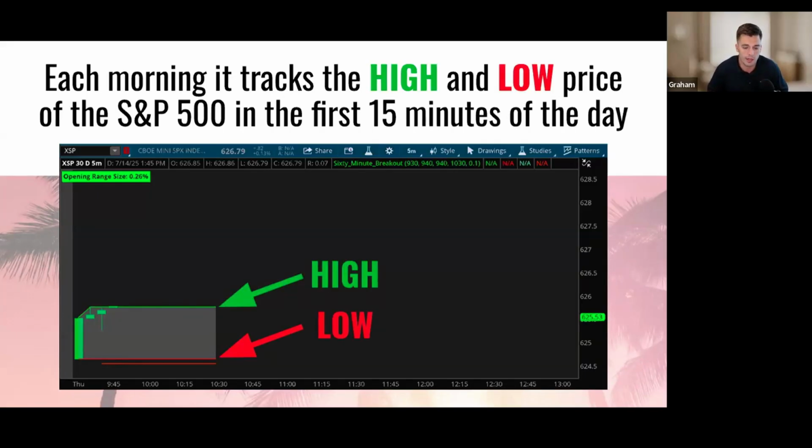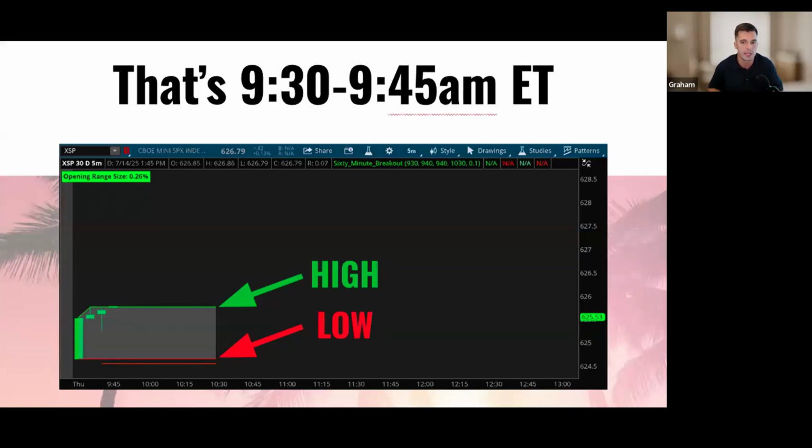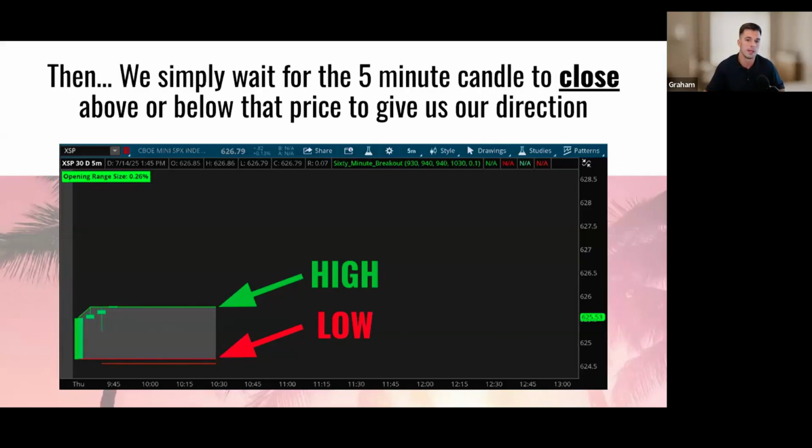So each morning, our indicator tracks the high and low price of the S&P 500 in the first 15 minutes of the day. So the high, that's that wick, right? That high wick and the low one. There wasn't much of one here, but that's what we're looking at. The high price and low price from the 15-minute range. So that's 9:30 to 9:45 a.m. Eastern time. We only care about the first 15 minutes.